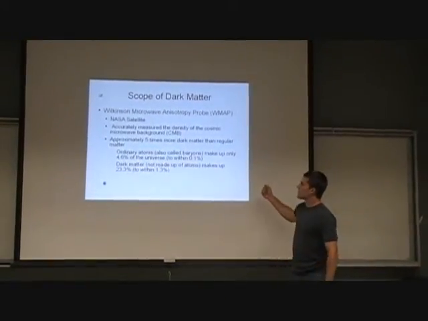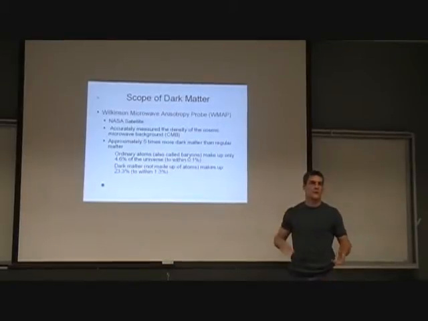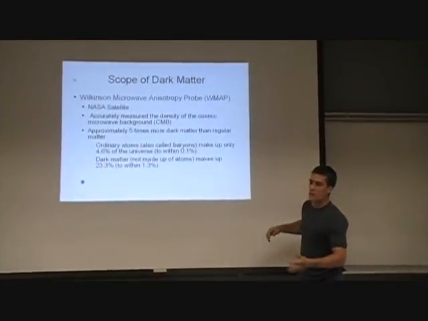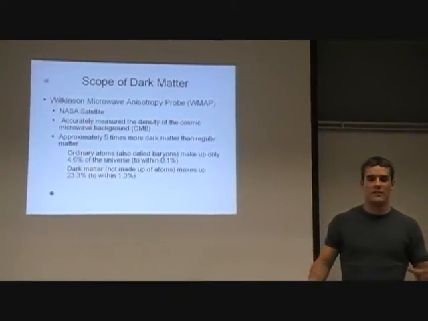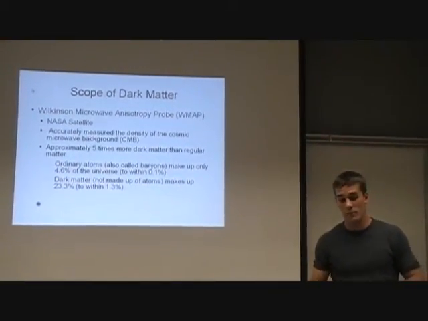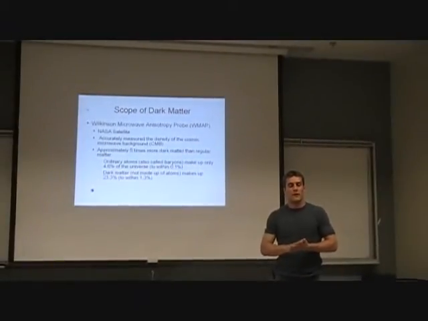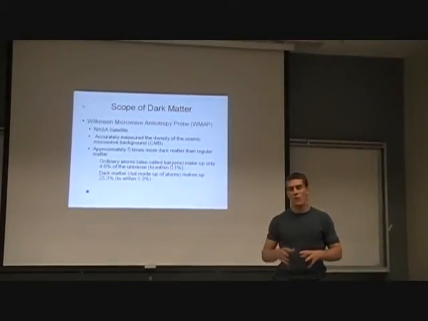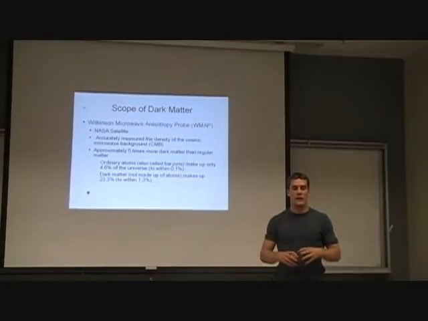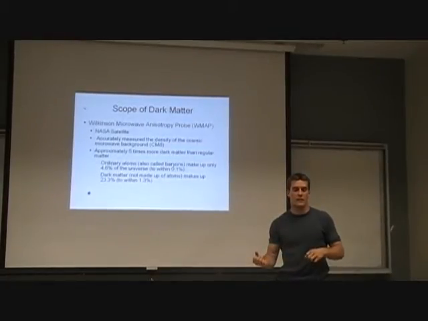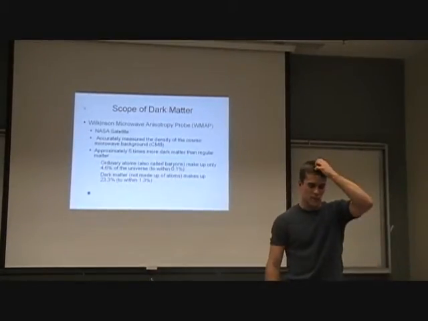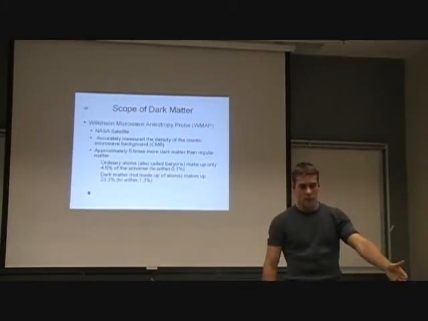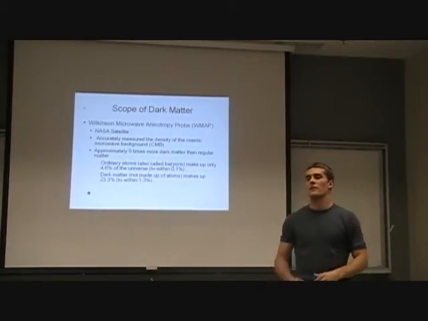What they found was that there's 5 times more dark matter than regular matter. Ordinary atoms, or what I call baryonic matter, is about 4.6% of our observable universe. Dark matter is 23.3%, so almost 30% is matter, and the rest is made up of radiation and something thought to be dark energy or the cosmological constant. Almost the entire remaining 70% is the cosmological constant. But the point is that there's a ton of dark matter out there.